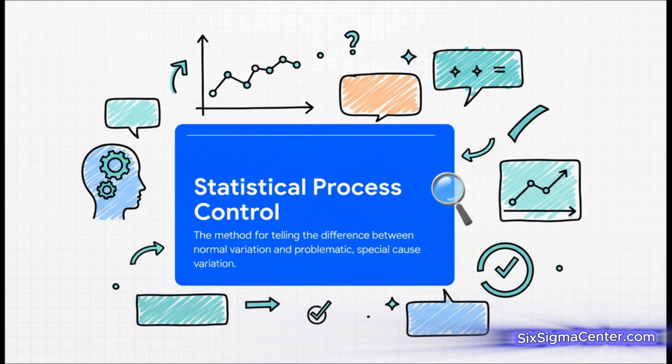And this is where Statistical Process Control, or SPC, comes to the rescue. It's basically the statistical toolkit that was designed for this exact problem, to give you a crystal clear signal that separates that normal, predictable, common cause variation from the unpredictable, special cause stuff that needs your attention right now.